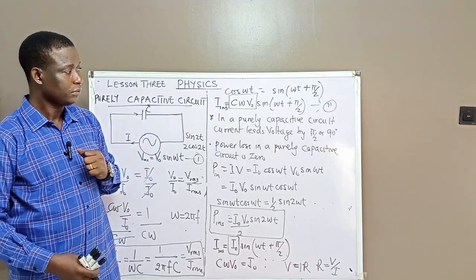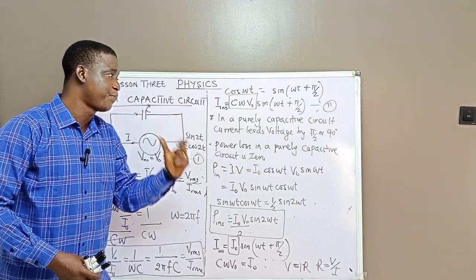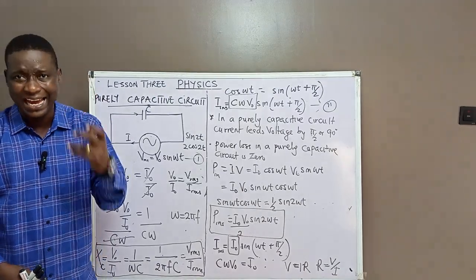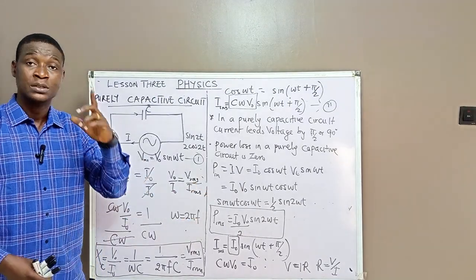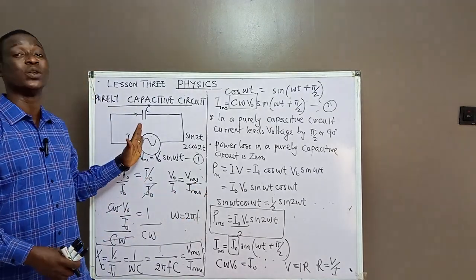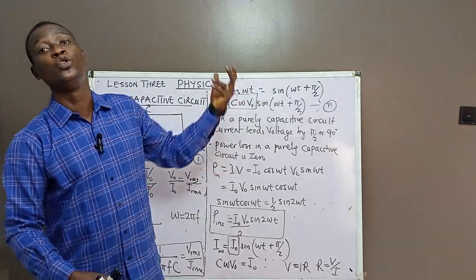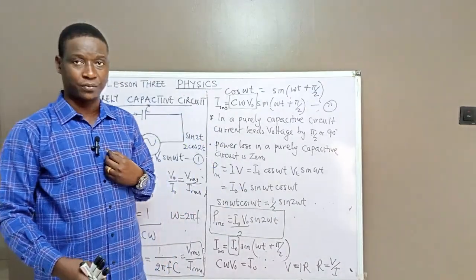Number 3. In a capacitive circuit, they store what we call electrical energy. I didn't state it on the board. Electrical energy is being stored in this kind of circuit, because when they store charges, the charges will not be used for electrical purposes.